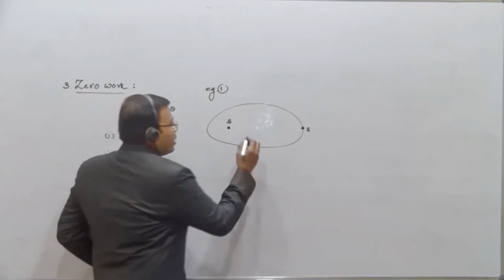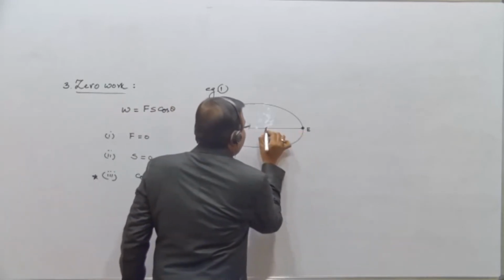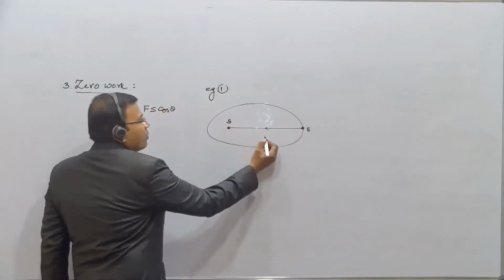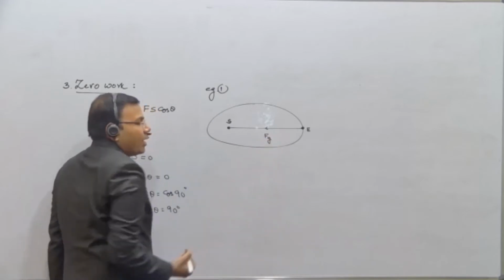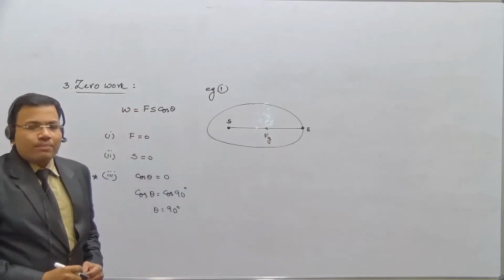So how is the gravitational force? It will be along the line joining, like this. The gravitational force will be like this. I'll write Fg as the gravitational force.